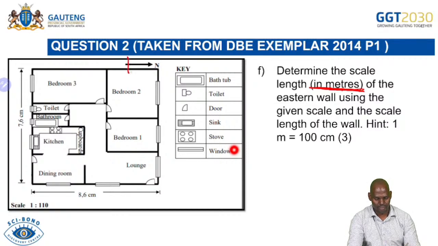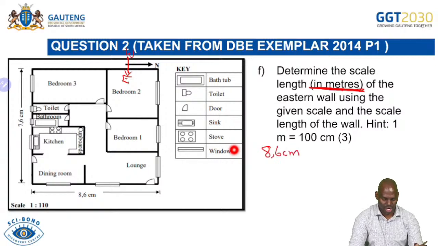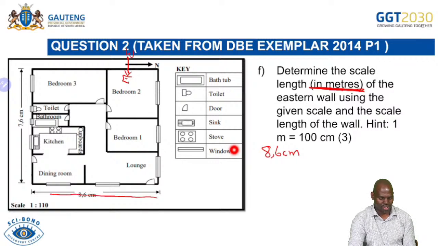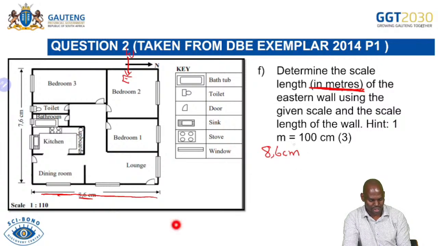If we complete our compass, we say this is east and then that is west. So east is this one, 8.6. So there we've got 8.6 centimeters. That is what is indicated on the plan. That is the eastern one, 8.6 centimeters. Right, now to get the real length, in this case, we have to use the scale. So it's 8.6, then we have to multiply by 110.